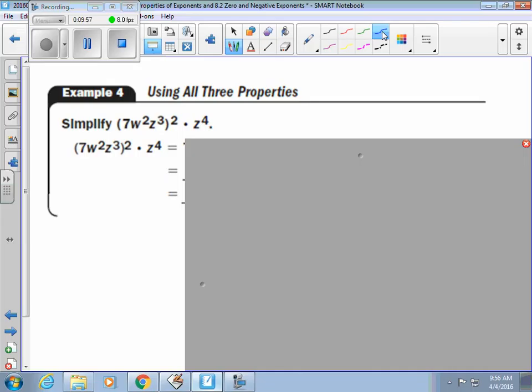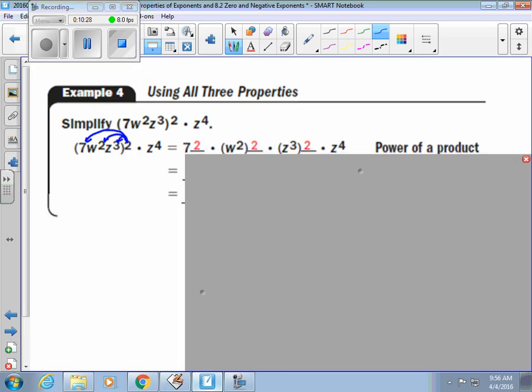Example 4, 7w squared z to the third squared times z to the fourth. You have to do what's inside parentheses first. You have to take care of that. So that means you have to do what's next to parentheses before you try to do the multiplication of z to the fourth. Everything that's inside the parentheses is going to get the squared. 7 is going to be squared. W squared is going to be squared. And z to the third is going to be squared.